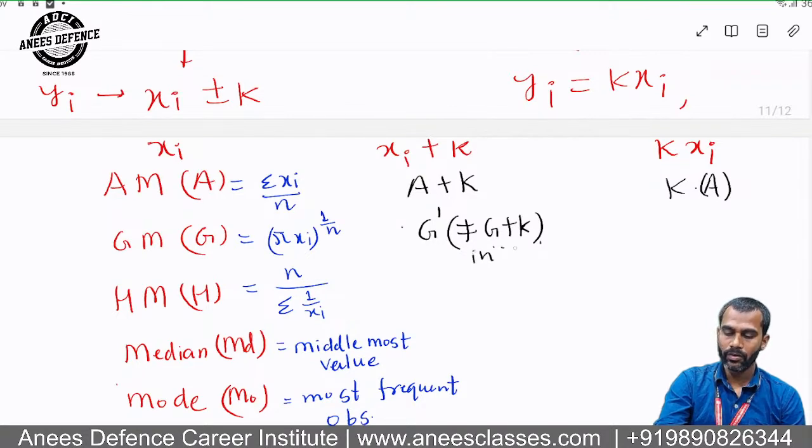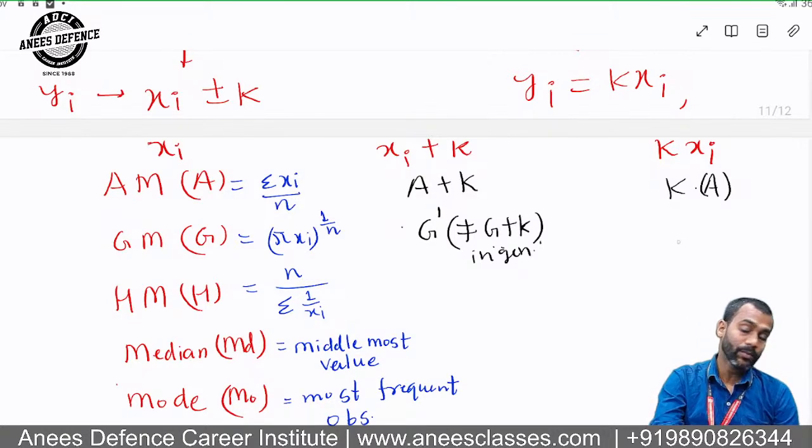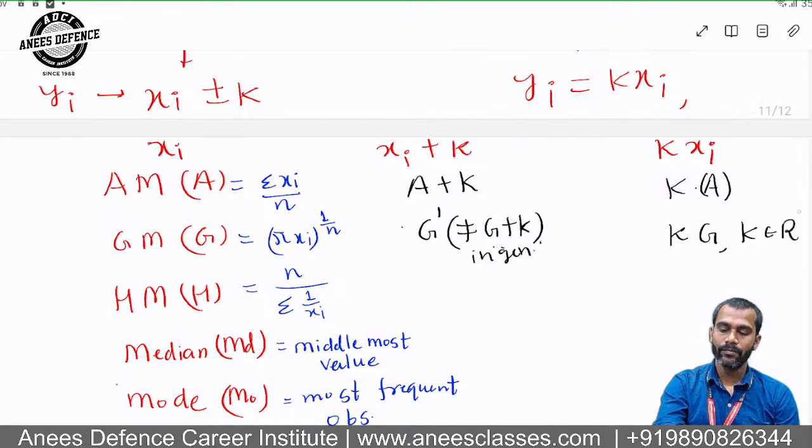Okay, next, if you multiply each and every observation by K, what is going to happen? The new pi xi would be K raised to n into pi xi, and in the power we have 1 by n. N and 1 by n will get cancelled. So can I write K into G? Of course, K should be a positive real number, for GM.